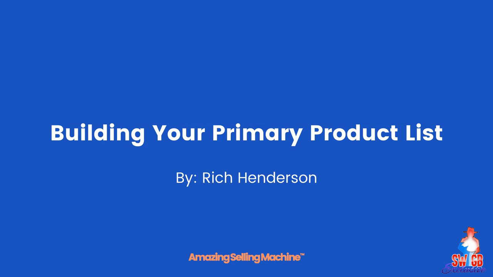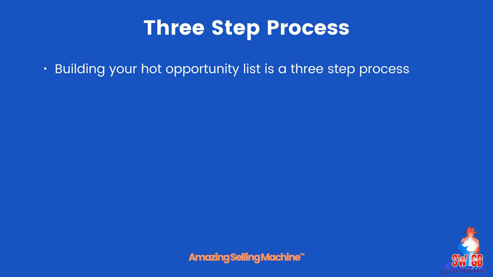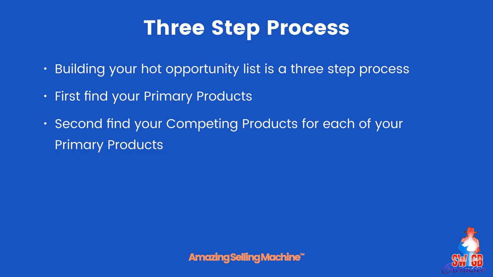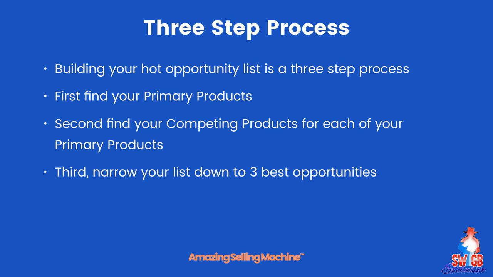Building your primary product list. In this lesson you're going to learn how to build your list of primary products. Building your hot opportunity list is a three-step process. First, find your primary products. Second, find your competing products for each of your primary products. And third, narrow your list down to your three best opportunities.